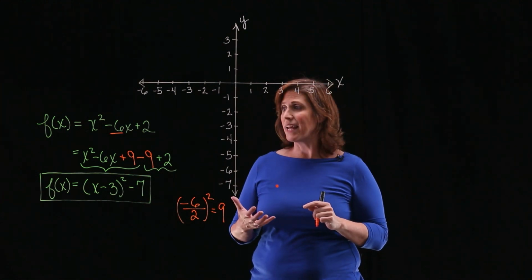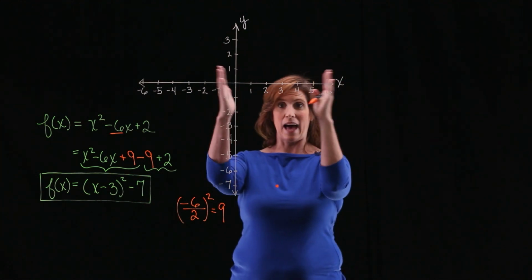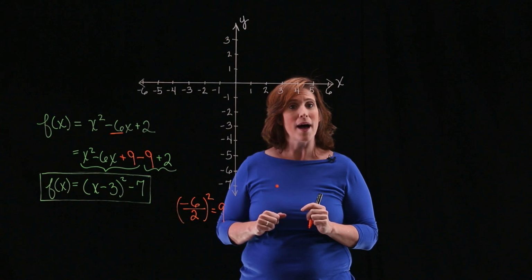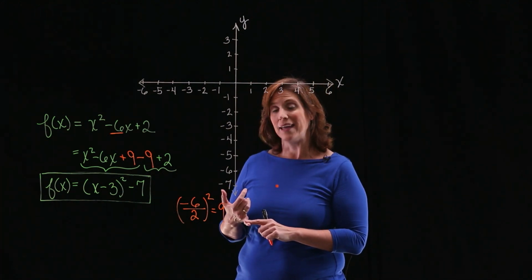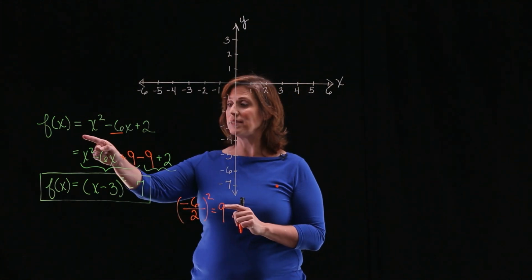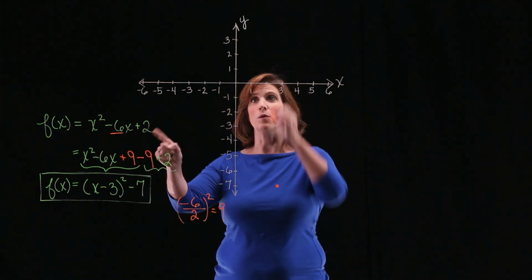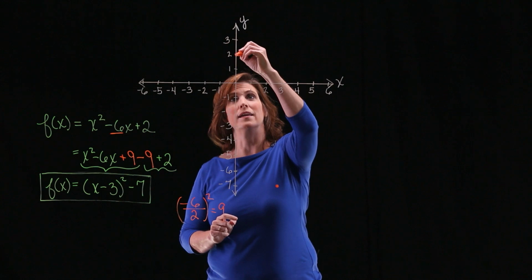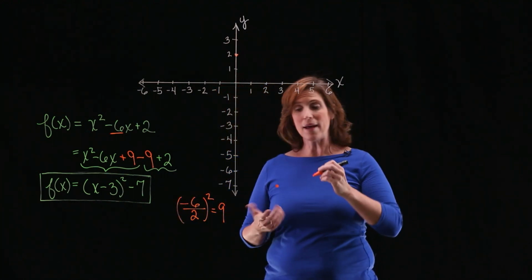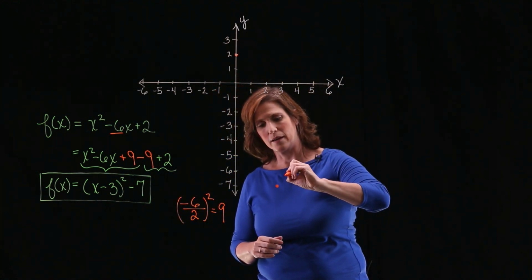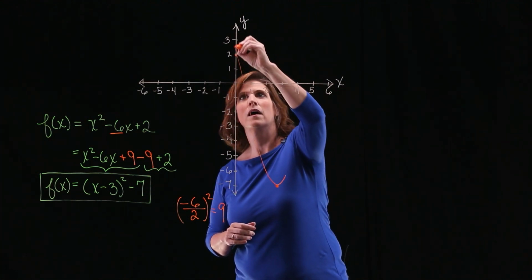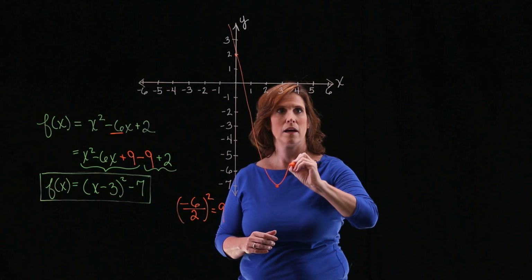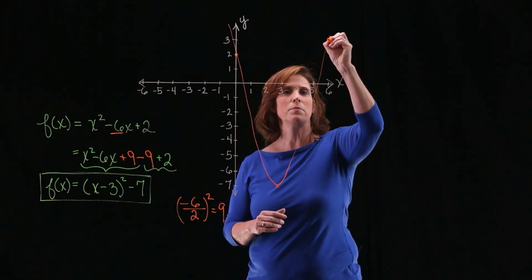Maybe a nice detail to figure out exactly how wide to make my parabola would be the y-intercept. That's easy enough to find because the y-intercept is located when x equals 0. So if x equals 0, y is going to equal 2. So it crosses right here. So now I can sketch in my parabola. So it looks something like that.